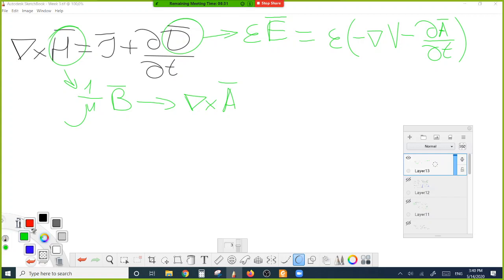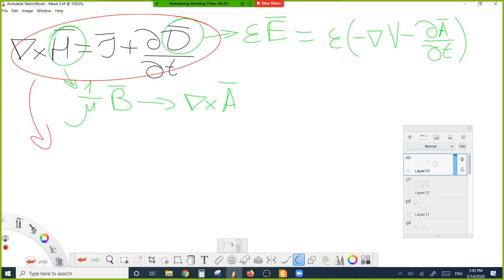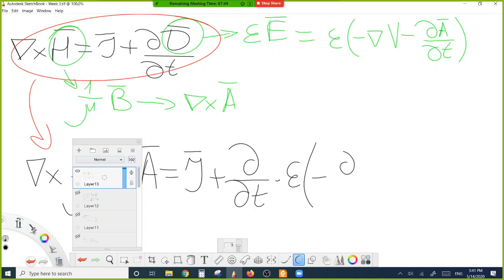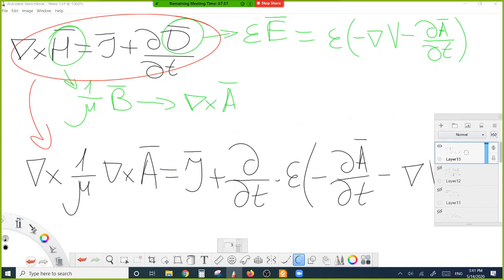So if we rearrange this equation with all these quantities, this equation becomes rotor of 1 over mu of rotor of A equal to J plus, the time derivative remains, multiplied by epsilon, by minus dA over dt minus gradient of V.